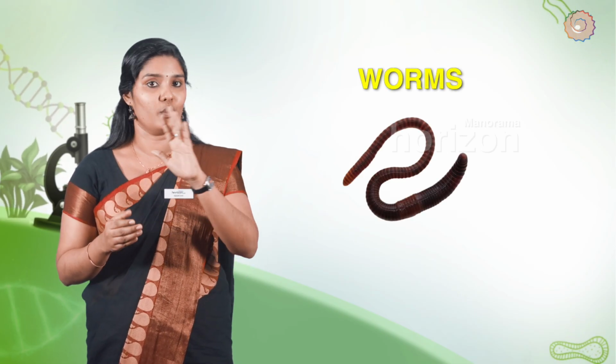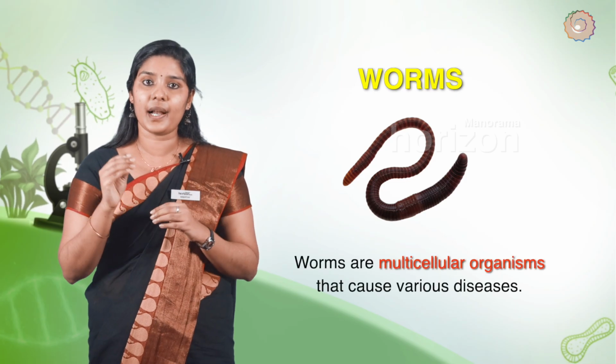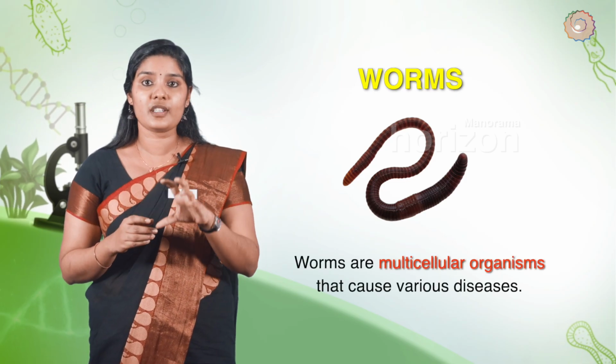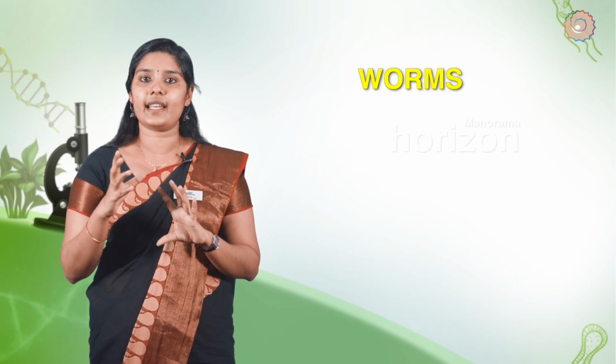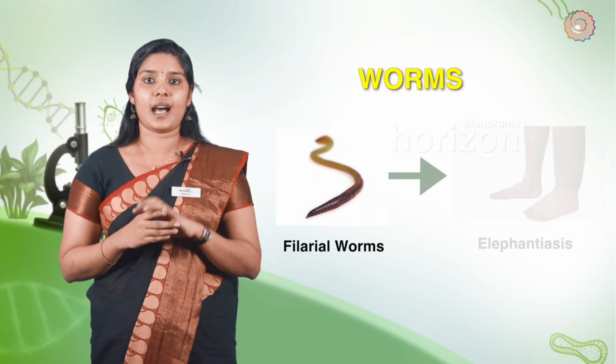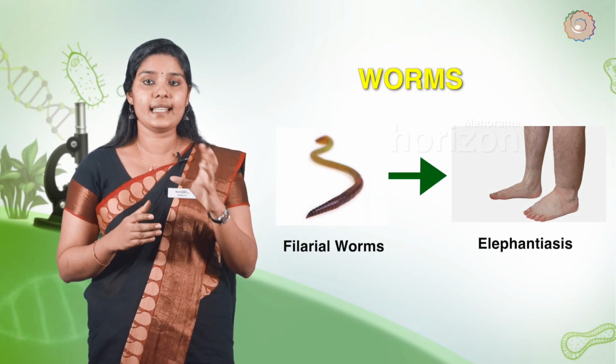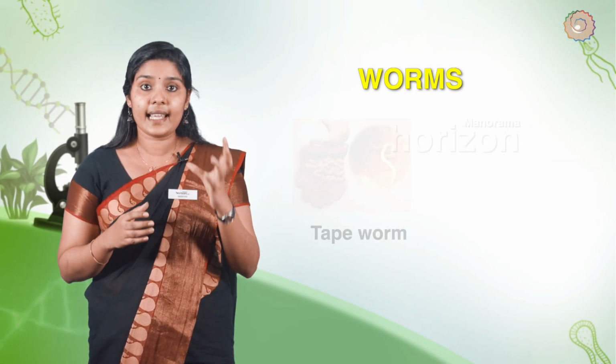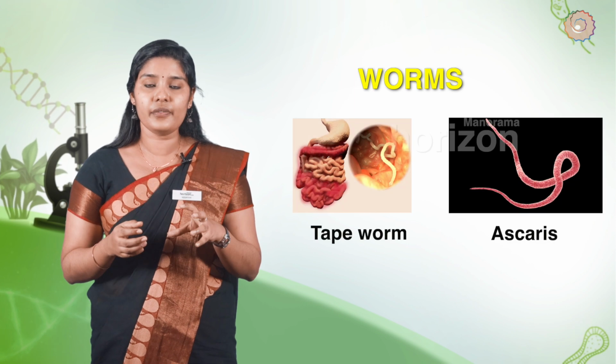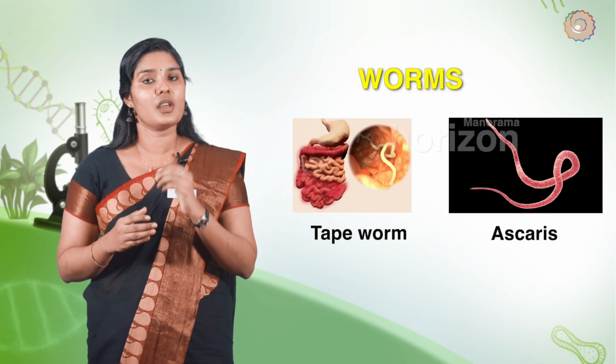The last category of infectious agents is worms. Worms are multicellular organisms which cause diseases. For example, filarial worms are responsible for the disease elephantiasis. Tapeworm and ascaris live inside our intestine and cause worm trouble.